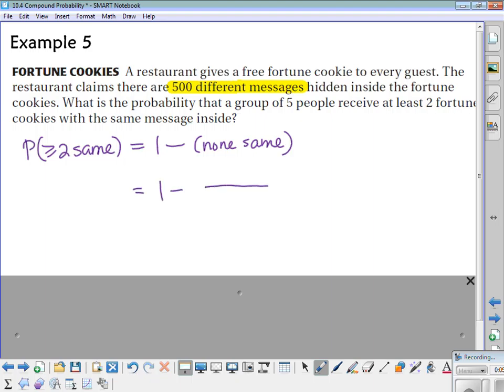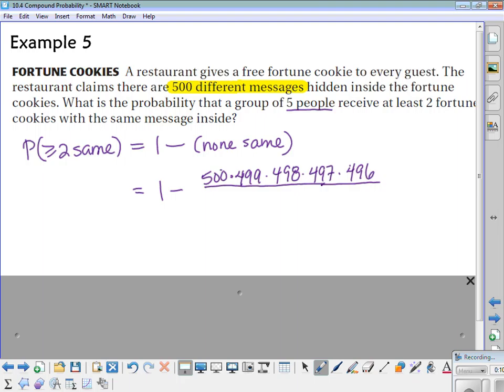All right. So if we're going to have them all different, none the same, for the first one, how many possible messages do I have? 500 possible messages. But if I'm not repeating, how many are left for the next one? 499. Then 498, and then 497 and 496. That's as far as I go because there are 5 people. So I'm only worried about the first 5 possibilities.